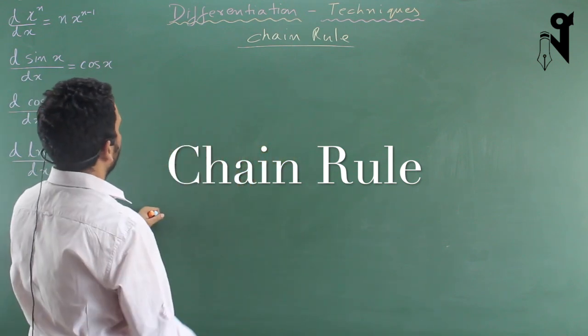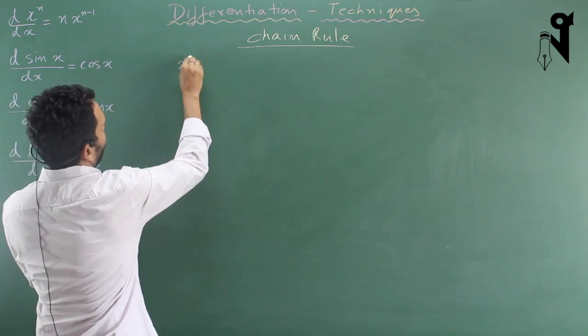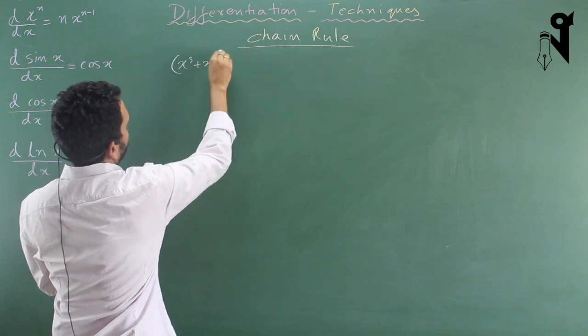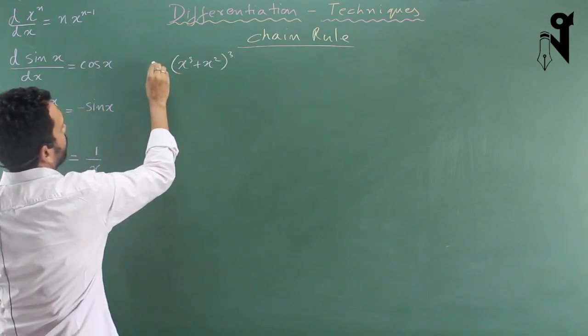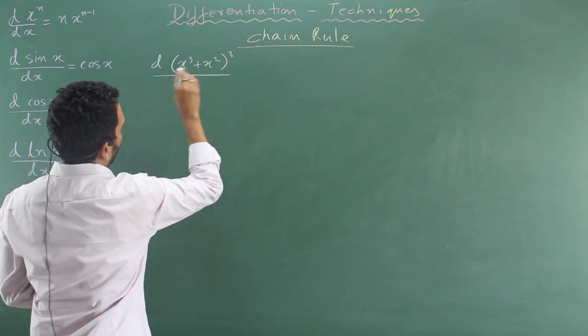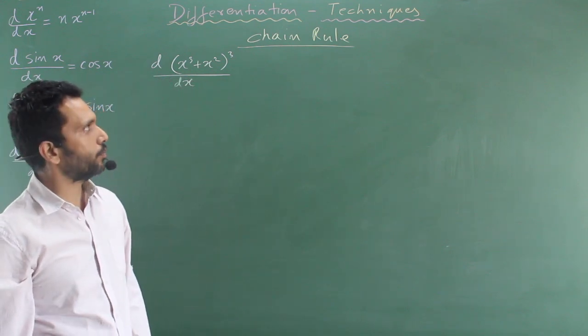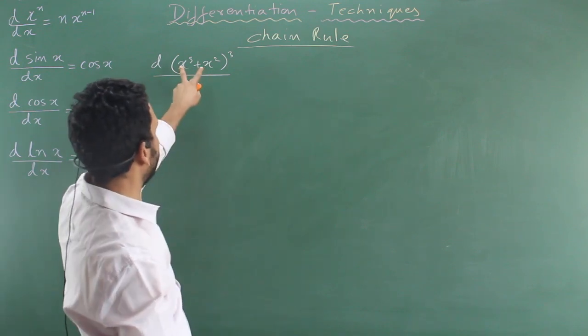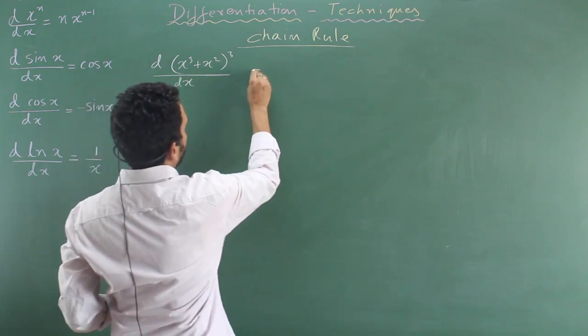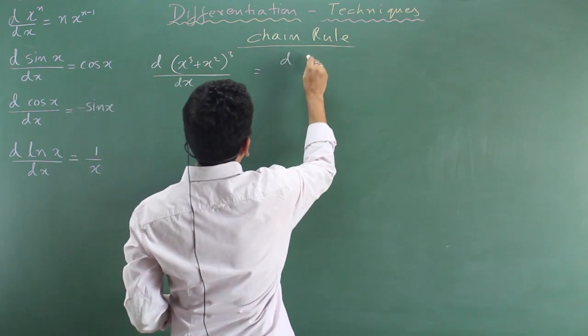Now suppose I take a function x cube plus x square, say whole power 3, and I have to differentiate with respect to x. How would you do it with the knowledge till now? One is, you can always expand this. What do you get?